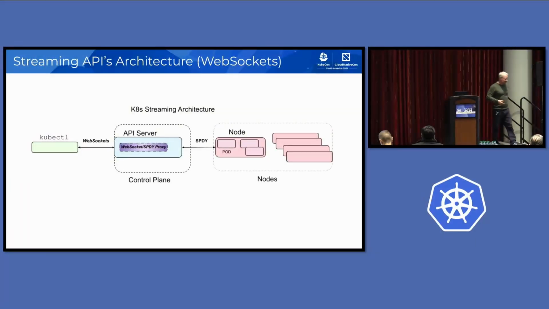So this is the updated diagram, which illustrates what the cluster looks like. And that purple part within the API server represents the translation or tunneling proxies, which are changing WebSocket back to SPDY within the cluster.